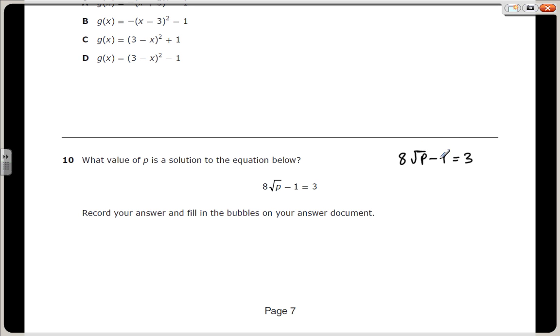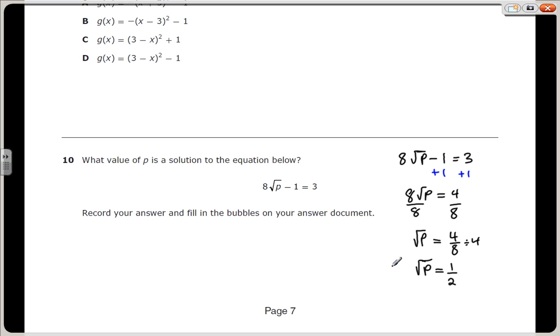So I just need to get rid of the 1 first, then the 8, and then the square root. To get rid of the 1, I add 1 to both sides. And then I'll have 8 root p equals 4. Divide both sides by 8. And then you have square root of p equals 4 over 8. If I divide by 4, top and bottom, you're going to have 1 over 2.